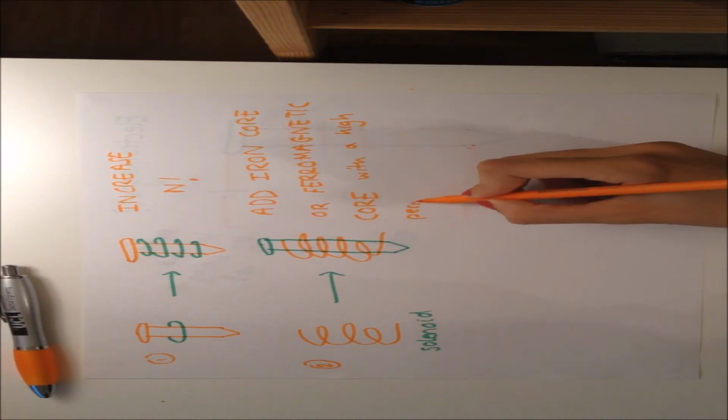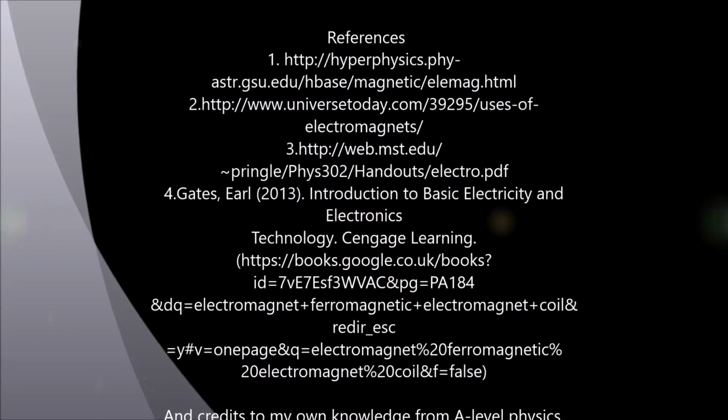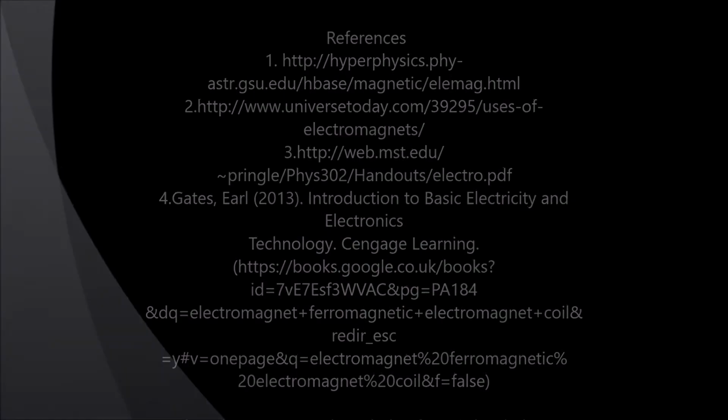Also, if you add a ferromagnetic core like iron, it increases the magnetic field strength up to thousands of times stronger than the coil alone. By looking at the formula, we can see that increasing the current will also result in a greater B.